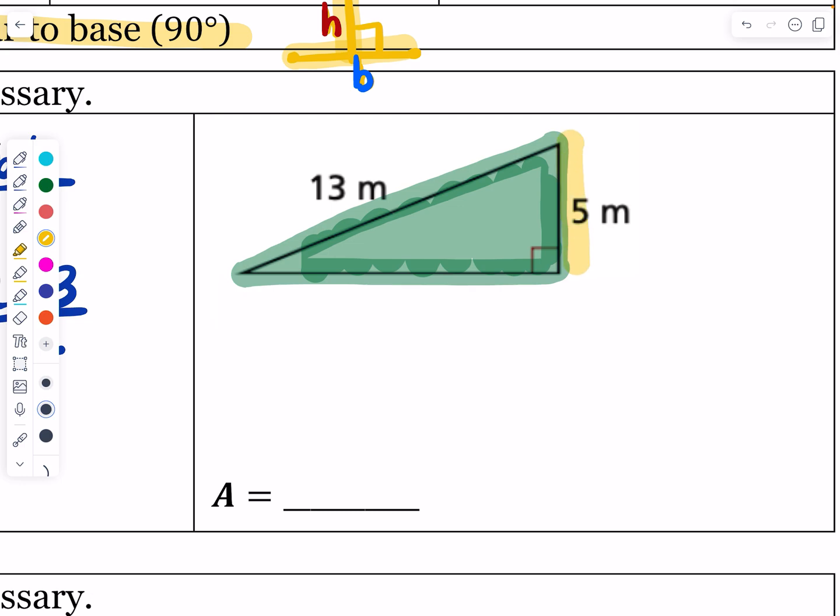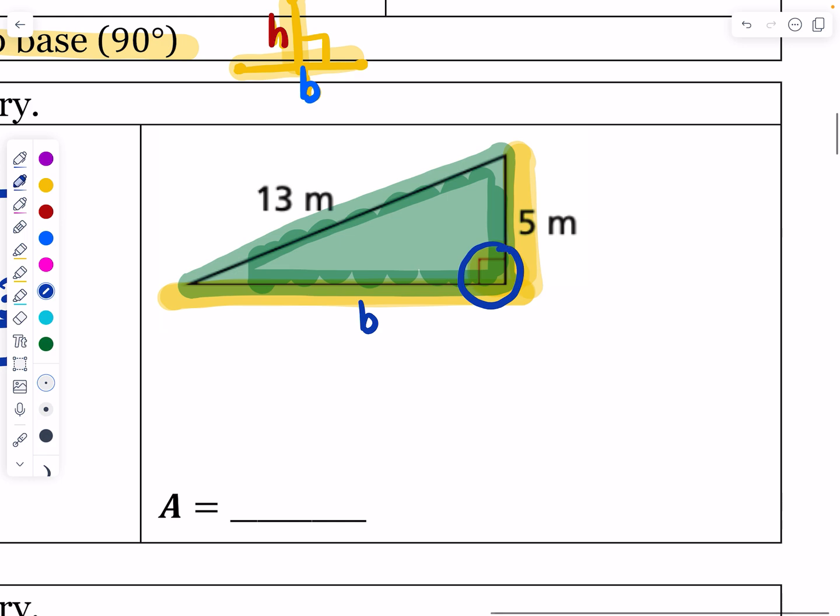And so here's my height, but I am missing my base that corresponds to that. And so I need to find my base. Well, how do I do that? How do I find the base B? Well, since this is a right triangle, I can use Pythagorean theorem. So I can use A squared plus B squared should be equal to C squared. And so I can plug in these pieces where the 13 is our hypotenuse.